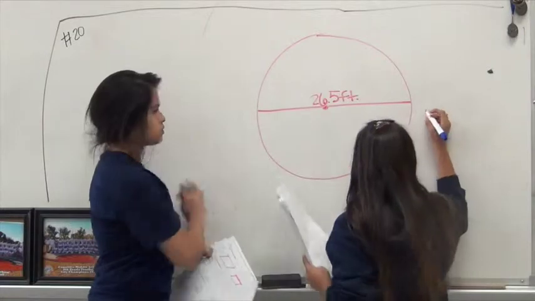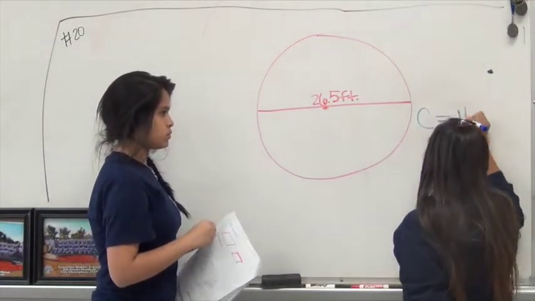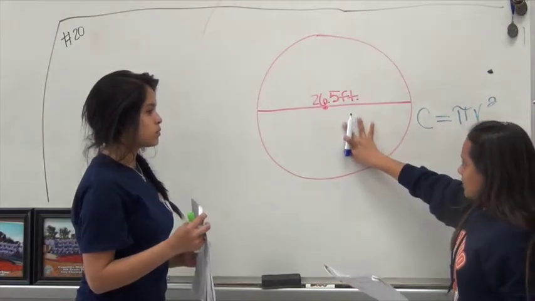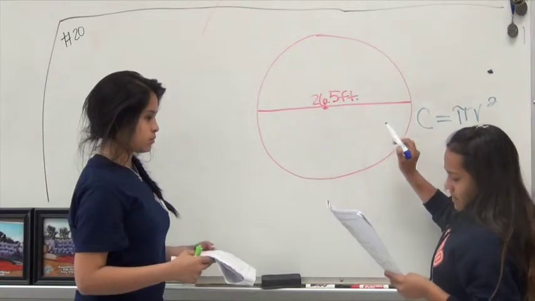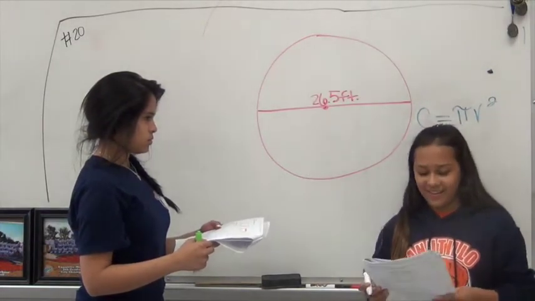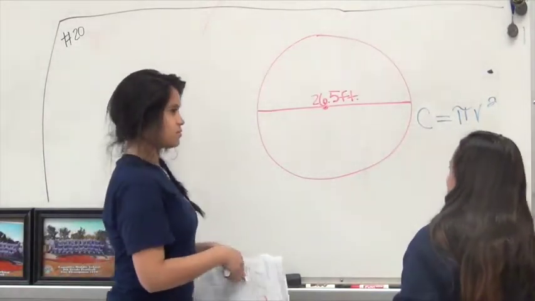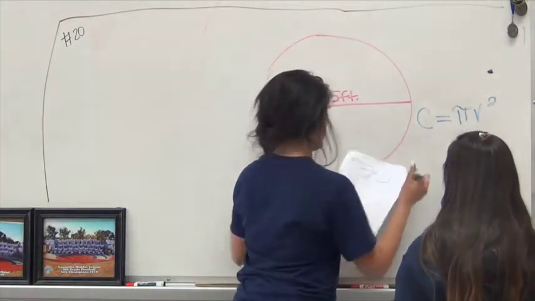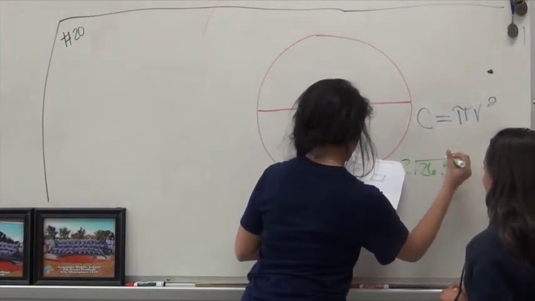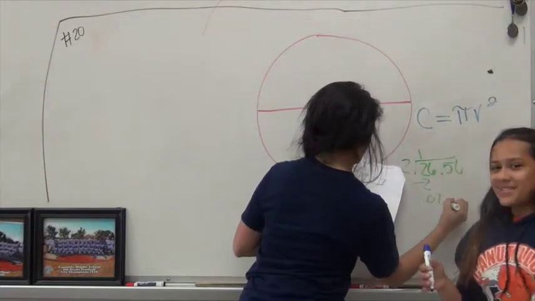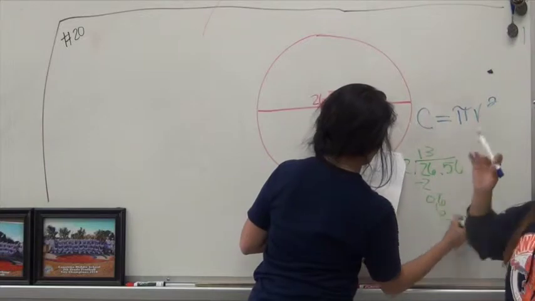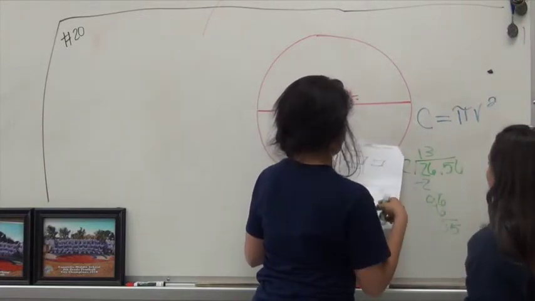So what we did, we wrote the formula, circumference equals pi r squared, which means 3.14 times the radius. So here, the radius is going to be 13.45. Because we want to divide 26.5 divided by 2. The reason we're dividing is because the diameter is 26.5. We need the radius, so of course the radius is half of the diameter. And that is what she's going to do.